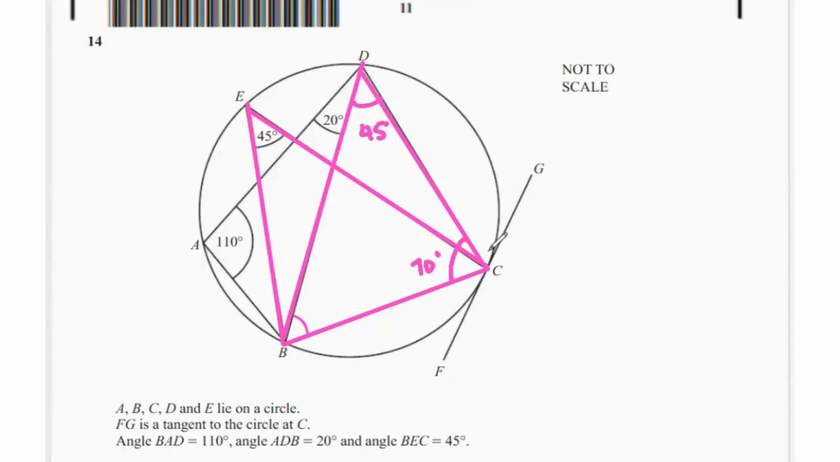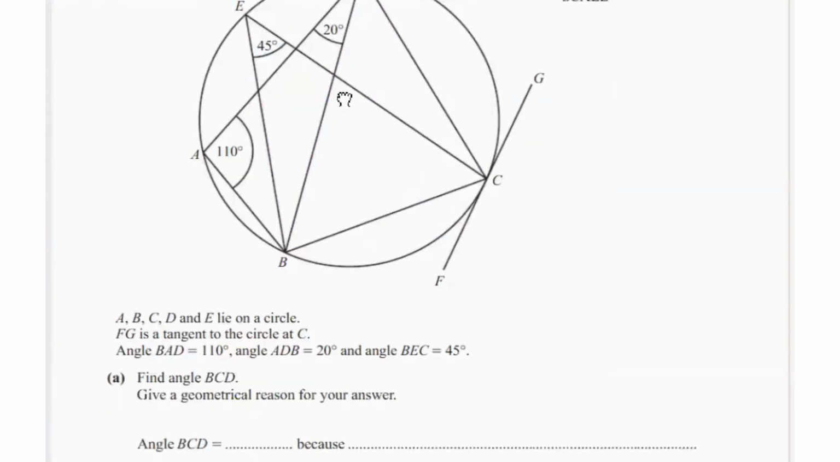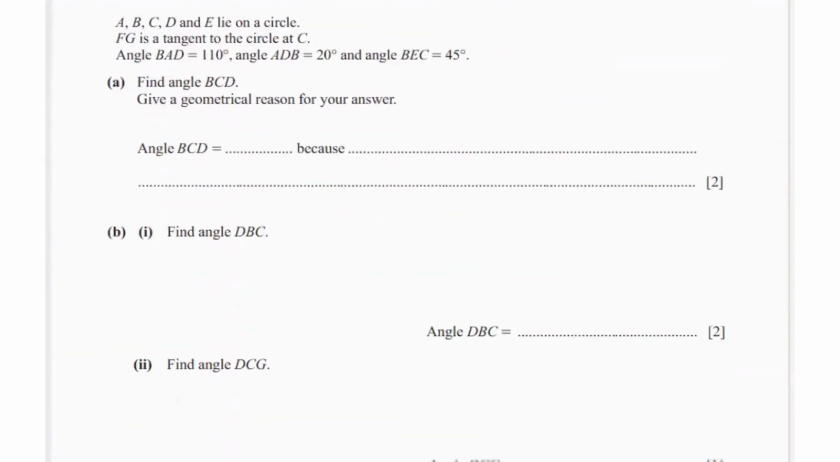Why? Because the sum of angles in a triangle add up to 180. And BDC is making a triangle. So we'll do 180 minus 70 minus 45, which is 180 minus 115, and that's going to be 65 degrees.